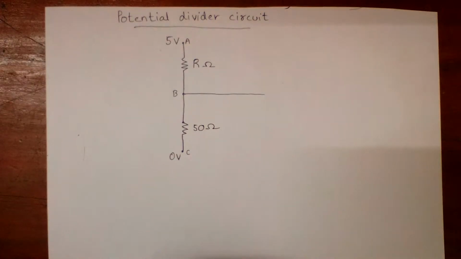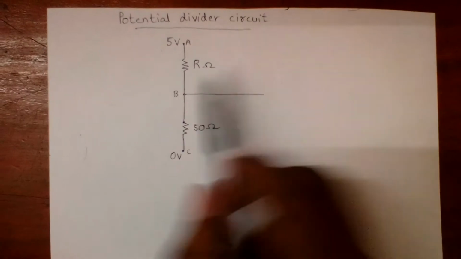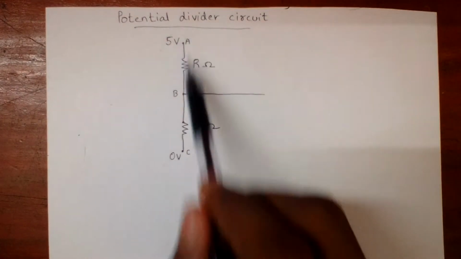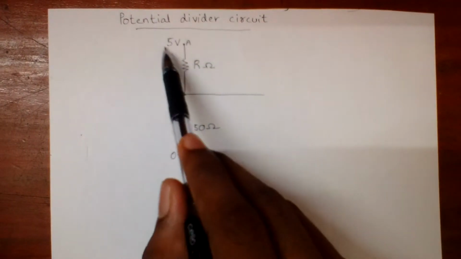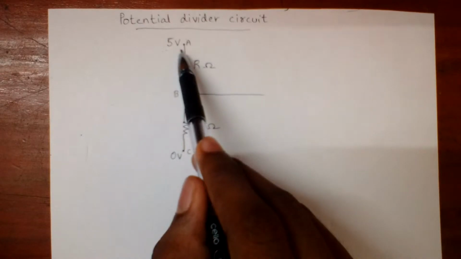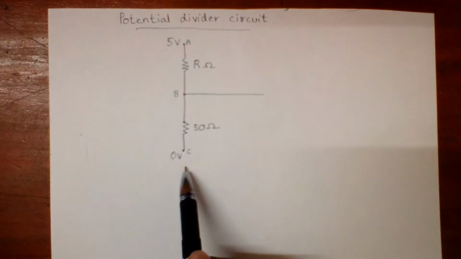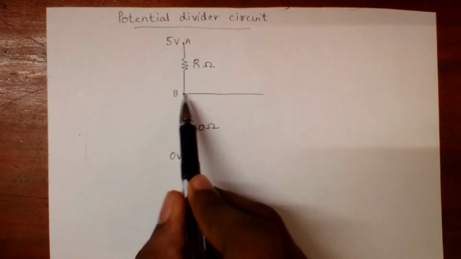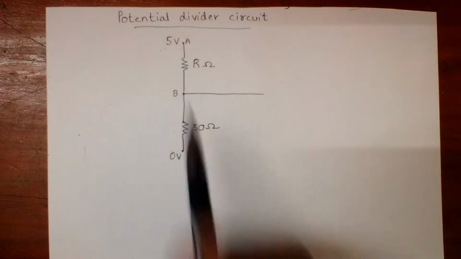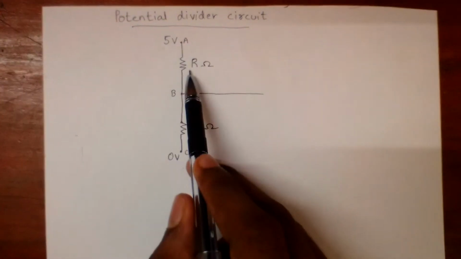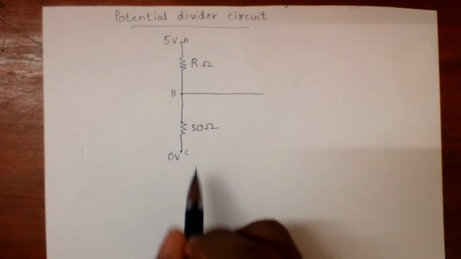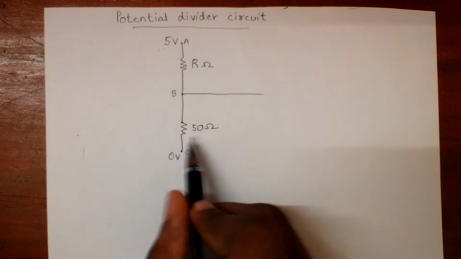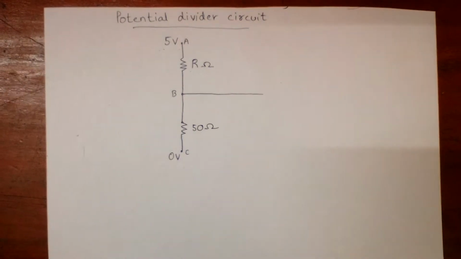Today we will discuss the potential divider circuit. First we have a circuit, and on one side we have the maximum voltage, on the other side the minimum voltage, and our goal is to vary the potential at B. We have a variable resistance R and a fixed resistance, say 50 ohms.